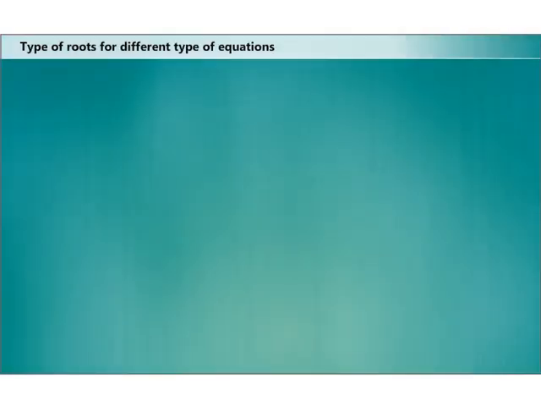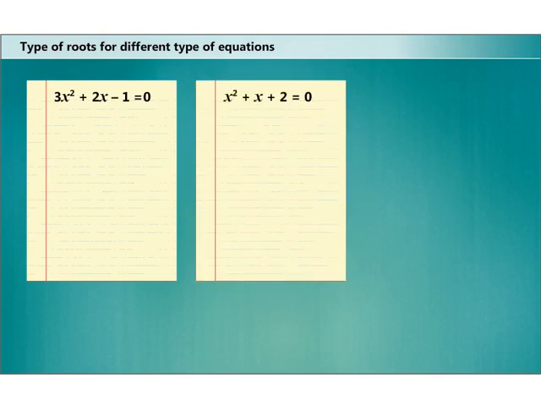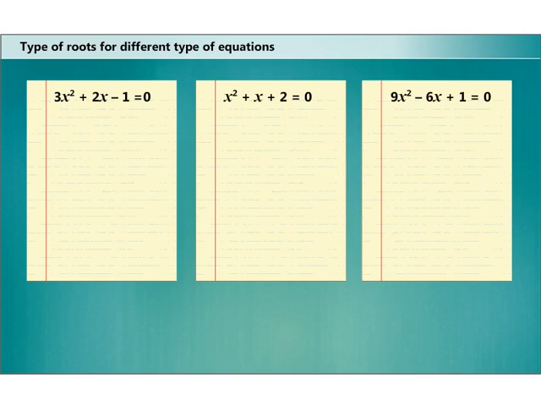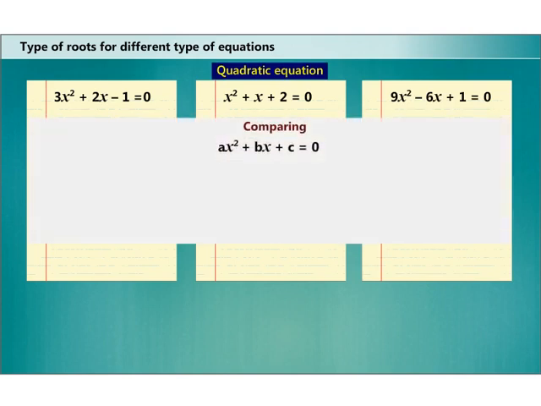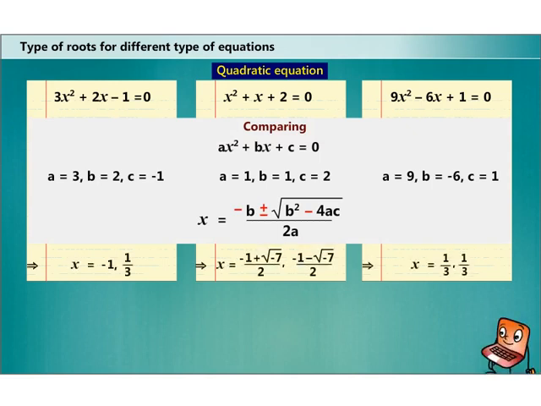Type of roots for different type of equations. Let 3x square plus 2x minus 1 is equal to 0, x square plus x plus 2 is equal to 0 and 9x square minus 6x plus 1 is equal to 0 be three quadratic equations. On comparing the coefficients and substituting them in the quadratic formula, we get these three distinct roots.